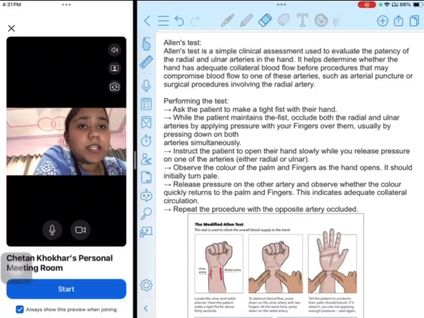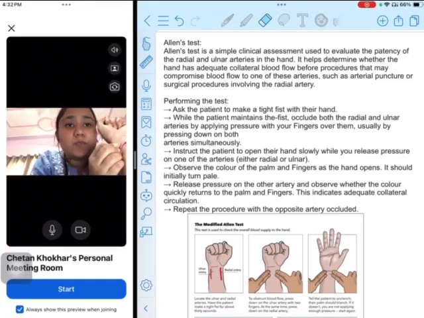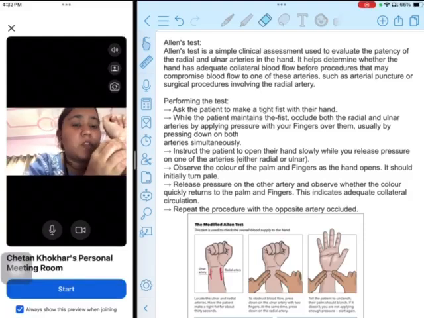So we take the ABG sample from radial artery. Okay. So this is the radius bone and this is the radial artery. You can palpate it over here and feel your radial artery. So we take the ABG sample from radial artery.